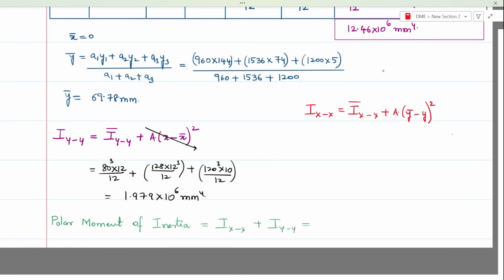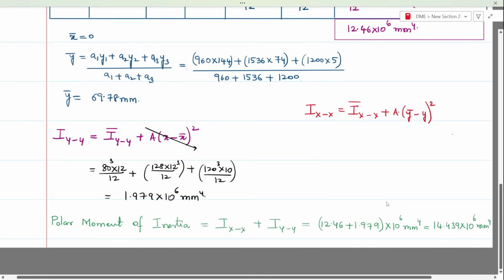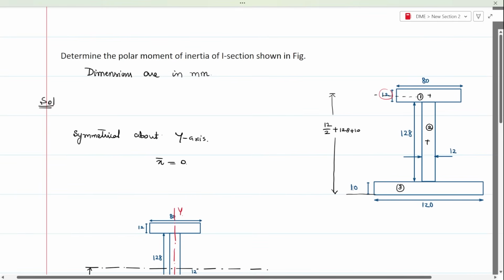So 10 power 6 is common to both. This is 12.46 plus 1.979 into 10 power 6 mm power 4. Upon summation, it will be a value of 14.439 into 10 power 6 mm power 4. So this is how the moment of inertia can be calculated for an unsymmetrical I-section.